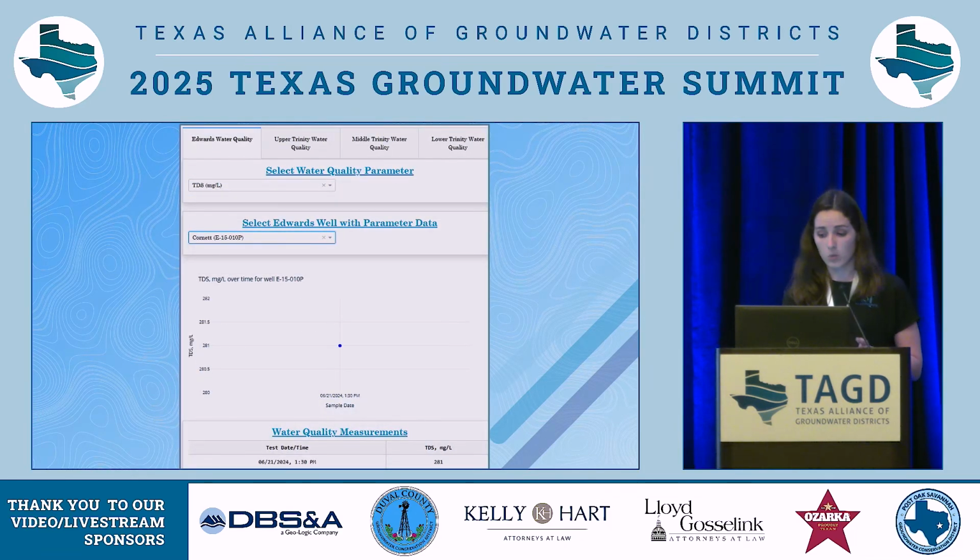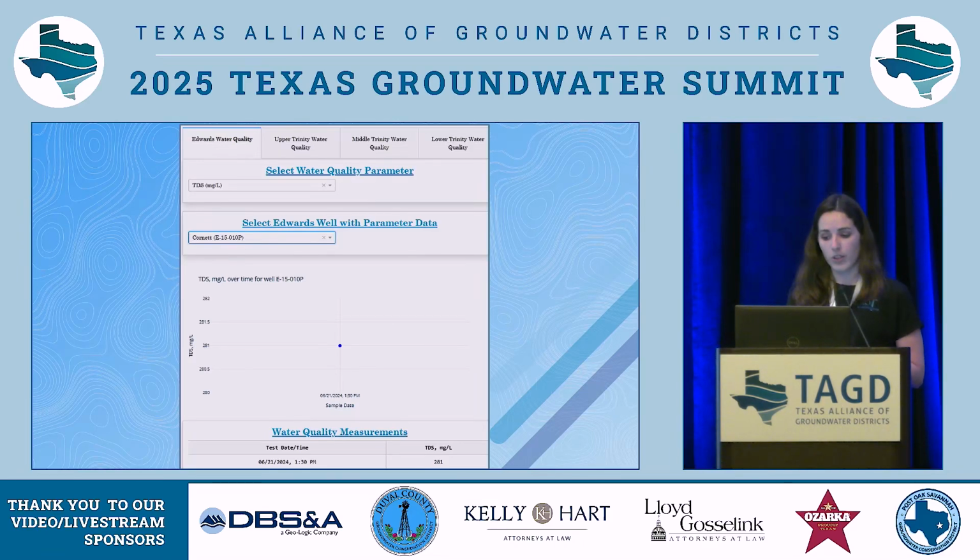The last page is water quality. On this page, you can select a water quality parameter that you'd like to view, and then the second drop-down will automatically populate with any wells that already have that water quality parameter available. So you don't have to spend time scrolling through every single well, clicking on it and hoping, oh, maybe this one has TDS values. It'll narrow that down for you and help save time.